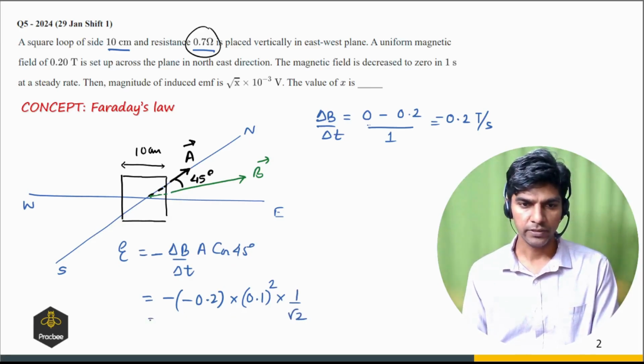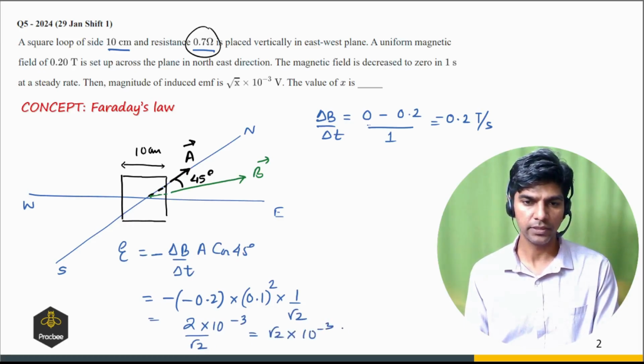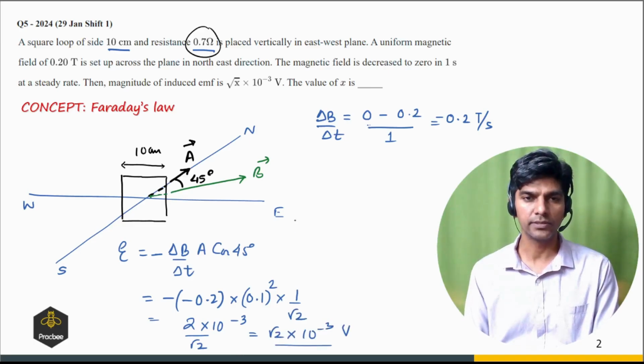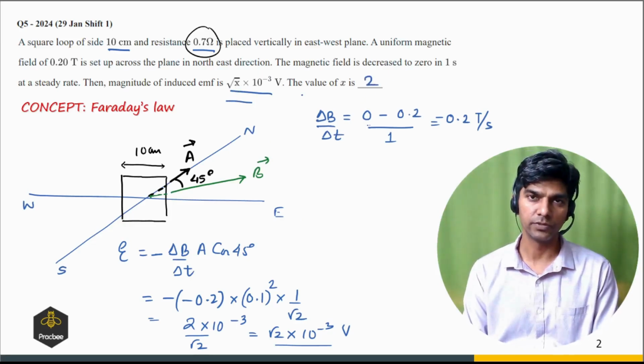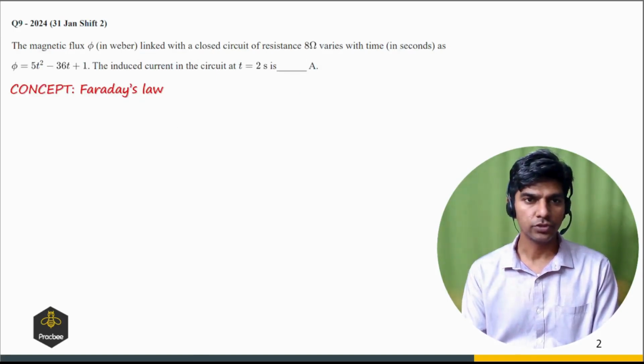So let us simplify this. This can be written as 2 times 10 raised to power minus 3 divided by root 2, and it is nothing but root 2 times 10 raised to power minus 3 volts. Now if you compare our answer with the given thing in the question, x comes out to be 2 only. So 2 is the answer of this question. Now let us see the next question.